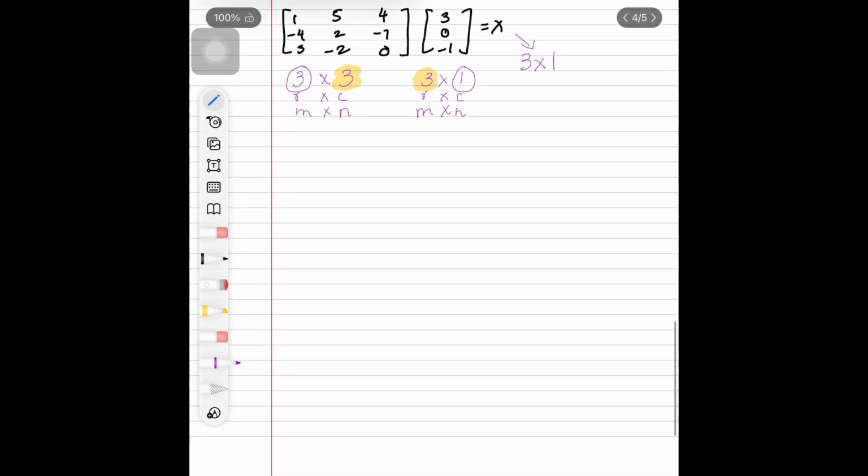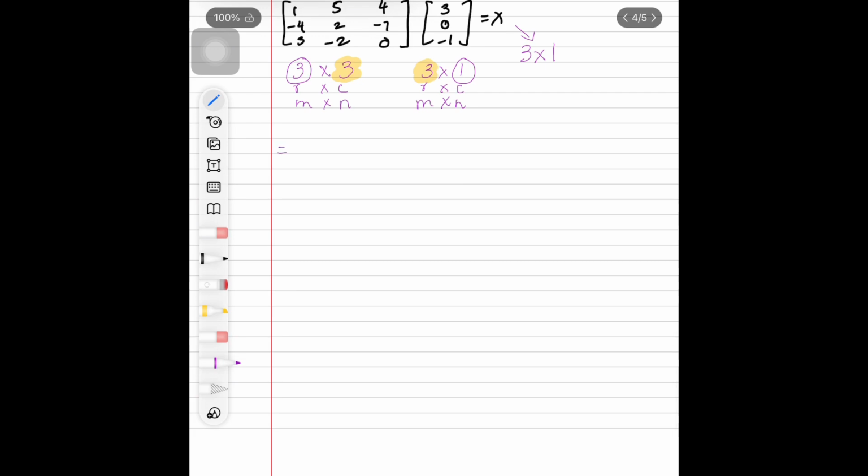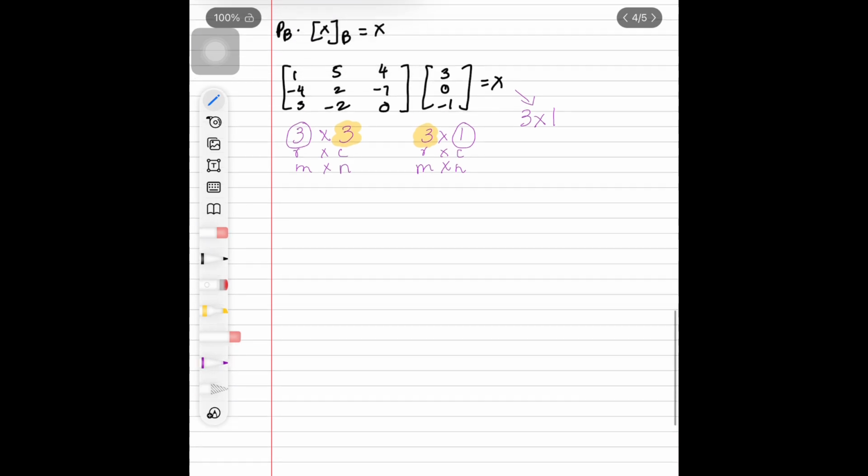So let's solve this real quick. Okay, so this would be this row times this column. So 1 times 3 plus 5 times 0 plus 4 times -1. We already know that it's going to be 3 rows and 1 column. So 3 rows and just 1 column.